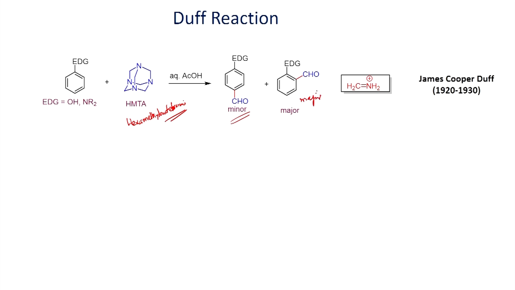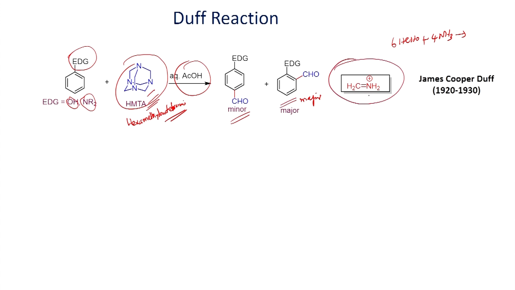If you remember, we have already studied the formation of hexamethylene tetramine. Formaldehyde can readily undergo condensation with ammonia; we take 6 molecules of formaldehyde and 4 molecules of ammonia. They undergo condensation reaction to give this hexamethylene tetramine. Already we have seen the formation of this compound. So in this reaction, when you have an electron donating group like OH or amino group, it can readily undergo reaction with hexamethylene tetramine in the presence of acid to give aldehyde, which is one of the practical synthetic routes. If you want to make, for example, salicyl aldehyde, we can use this method. And in this reaction also, the iminium ion acts as an electrophile.